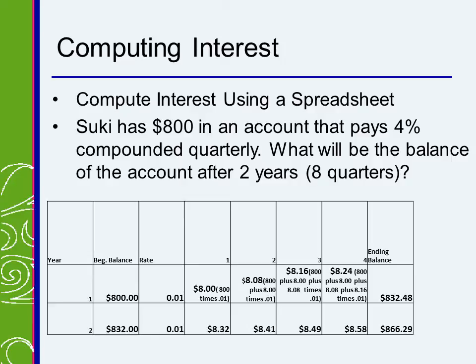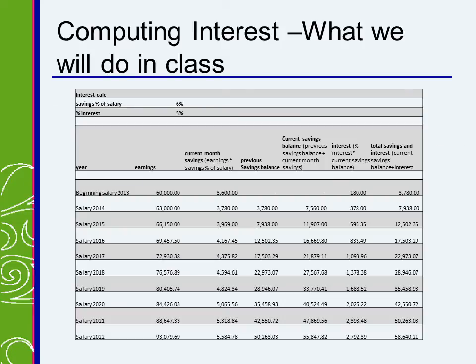of the previous interest to the beginning balance and multiplying it by the percentage, giving you an ending balance in the first year of $832.48. And then I start with that in the second year and begin multiplying by 0.01 for the first one, and then adding that to the total and multiplying it by 0.01. You can see that continues all the way through to your total of $866.29, noting that she now has, after 2 years, gained $66.29 interest.